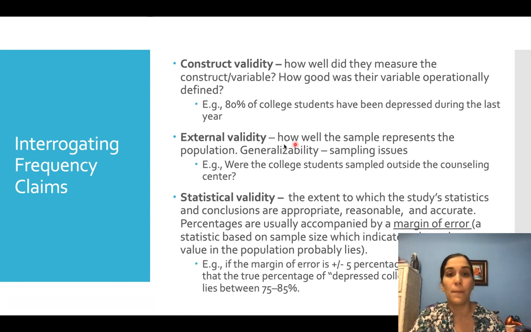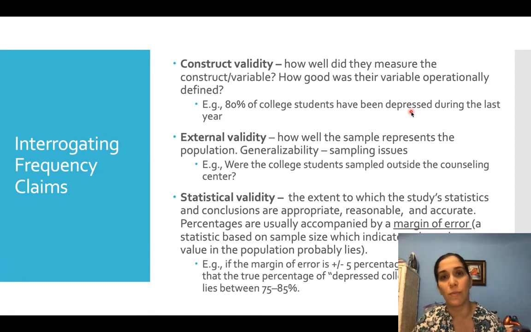So for example, if our frequency claim is 80% of college students have been depressed during the last year, we really want to understand how depression was measured. Did they just go up to students like, hey, are you depressed today? Yes or no? That's probably a really poor way to operationalize depression. Or did they give them an actual depression scale that has been validated, right? If that's the case, then construct validity is good, right?